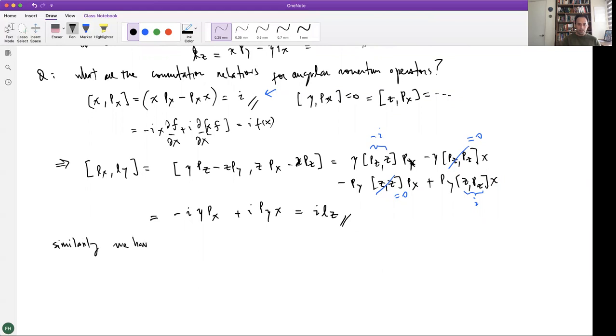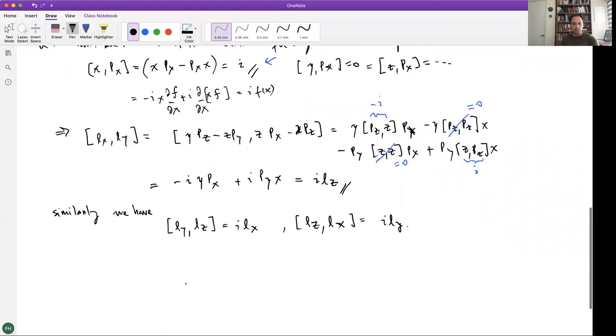Similarly, we have that [L_y, L_z] is equal to iℏ L_x, again, cyclic permutations basically. And [L_z, L_x] is equal to iℏ L_y, okay? In general, so these are commutation relations for the components. This is what the operators satisfy.